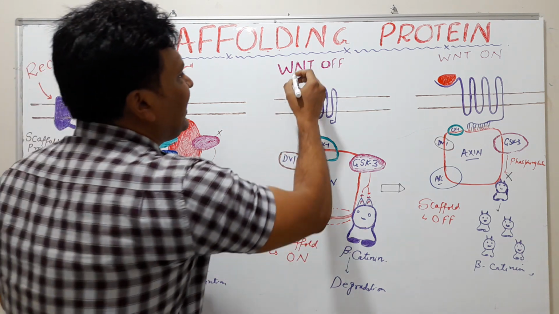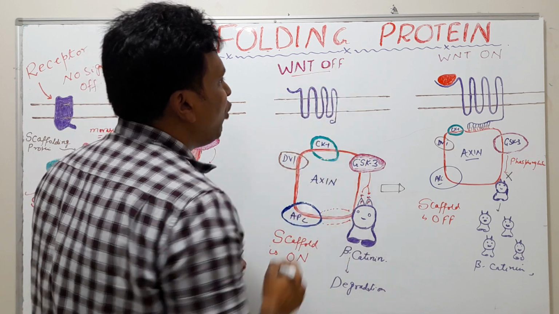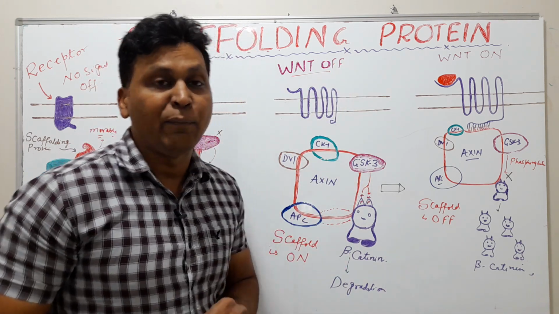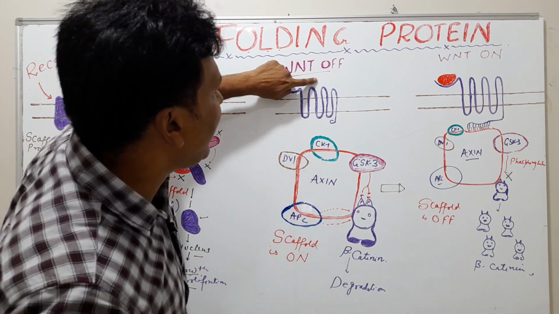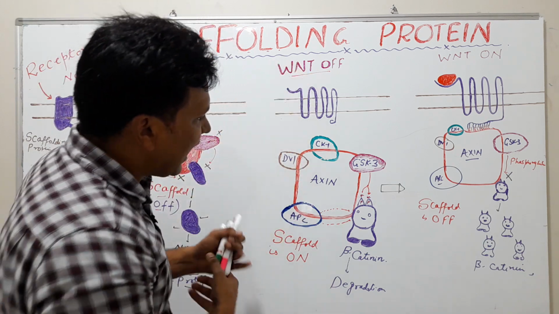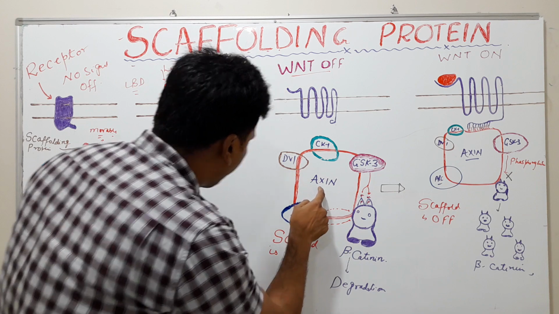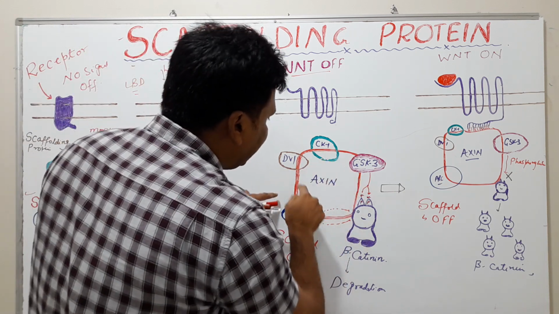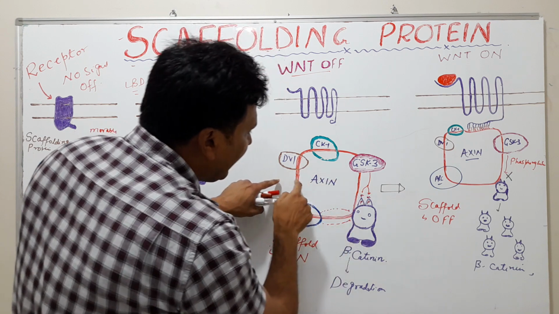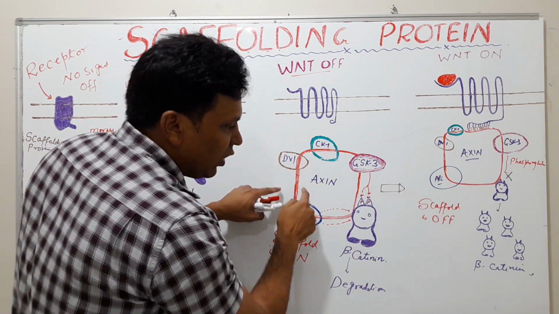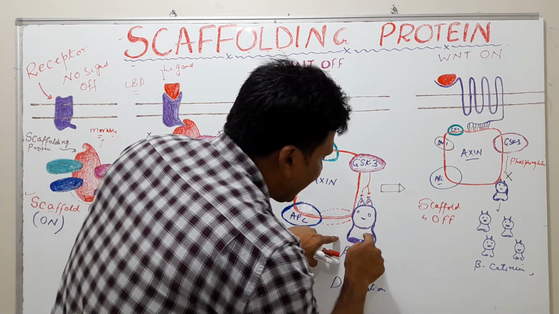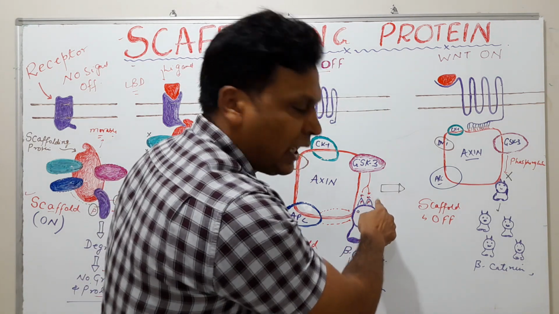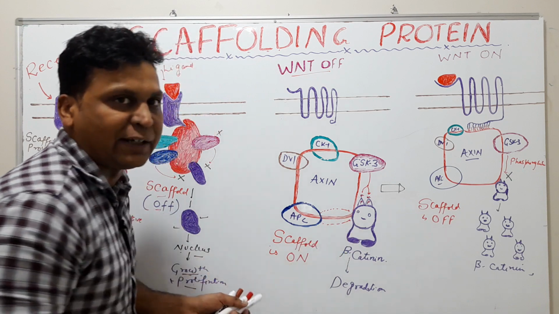For example, in WNT signaling, let me explain in more detail and in a clearer way. This is the WNT molecule, and this axin is a scaffolding protein like this. This is the platform where multiple proteins are attached at different domains. And this protein is beta catenin, which is responsible for the proliferation and growth of the cell.